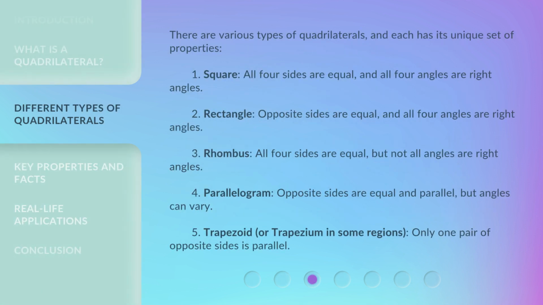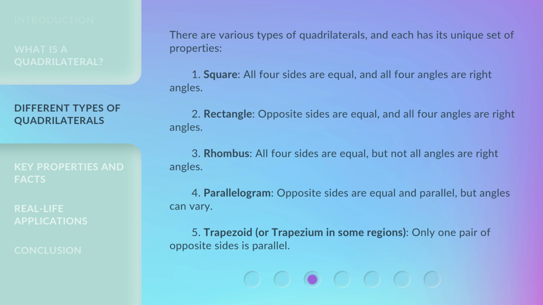There are various types of quadrilaterals, and each has its unique set of properties. 1. Square. All four sides are equal, and all four angles are right angles. 2. Rectangle. Opposite sides are equal, and all four angles are right angles. 3. Rhombus. All four sides are equal, but not all angles are right angles.